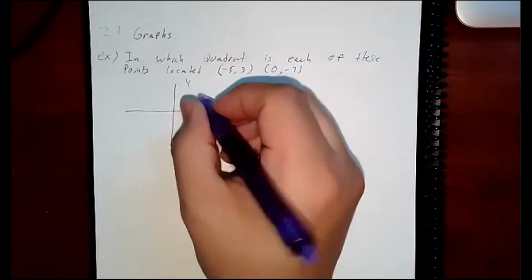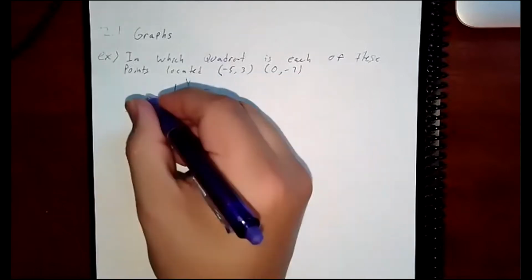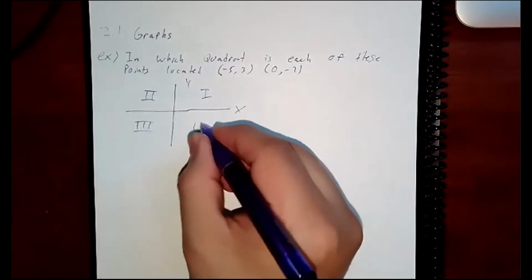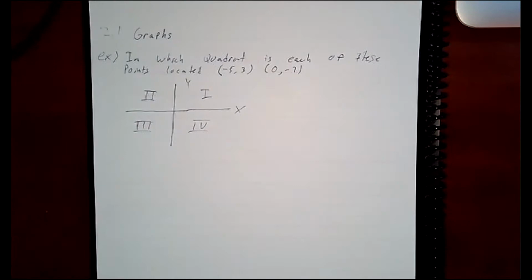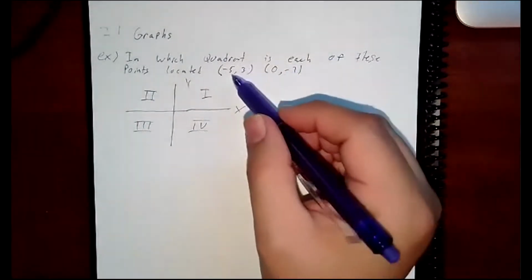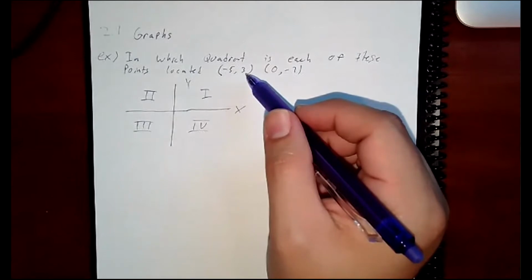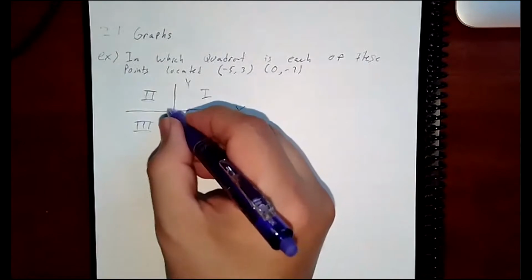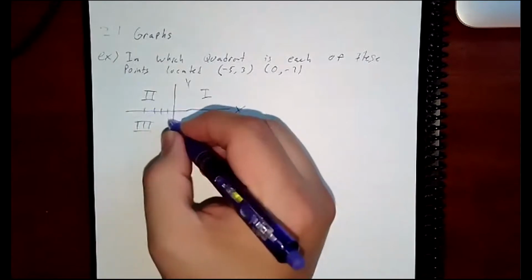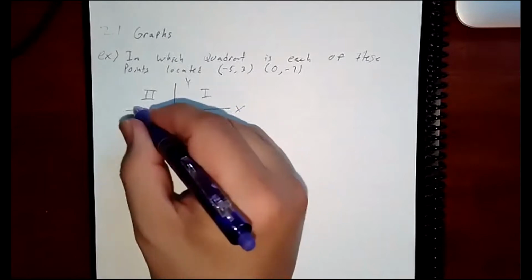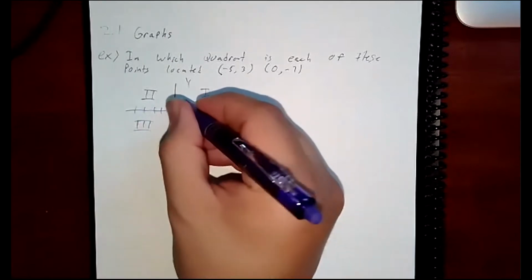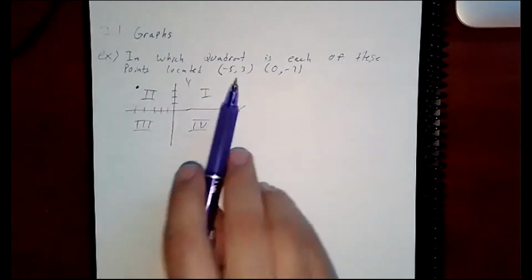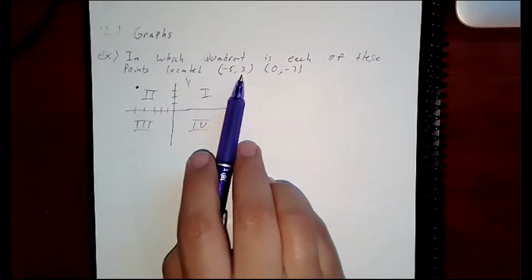This is your XY plane. First one will be here. Second is this way. Third. And so where is -5, 3? Which quadrant? So some points are 2, 3, 5. 1, 2, 3. So that would be somewhere over here, right? So at this point, x, y is in quadrant 2.